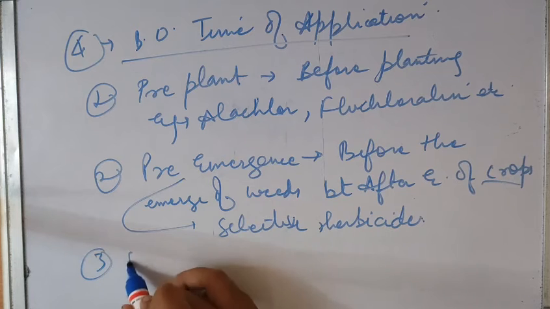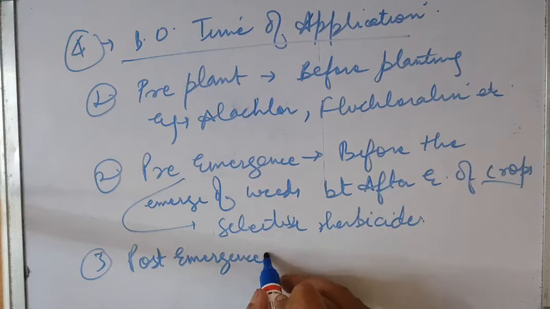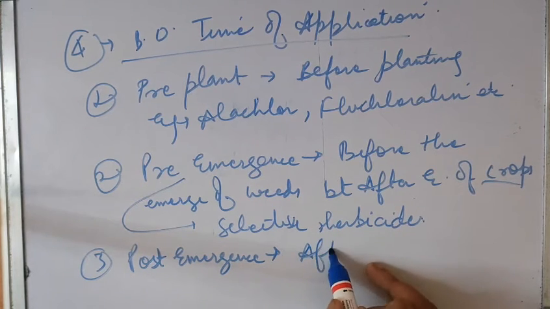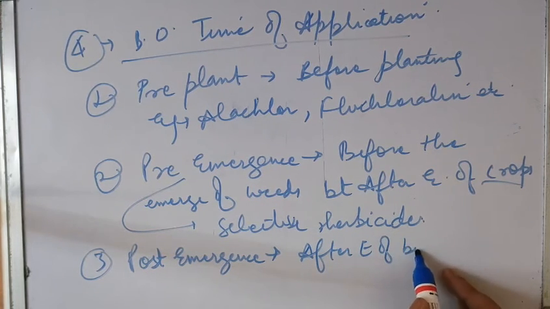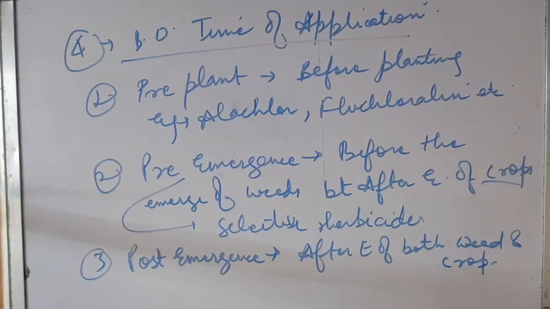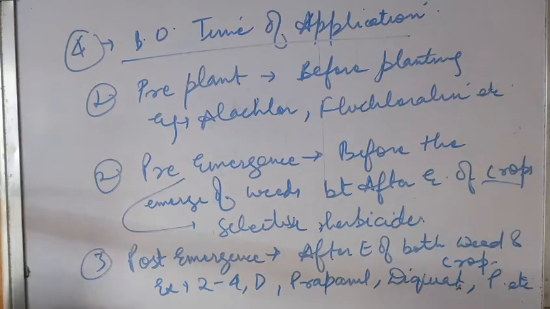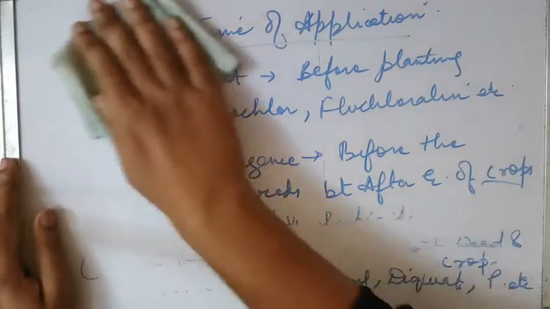Now moving on to post-emergence. After emergence of both weed and crop, some common examples are 2,4-D, propanil, diquat, paraquat, etc. So these are some of the common examples of these types of herbicides. I hope you all understand it.